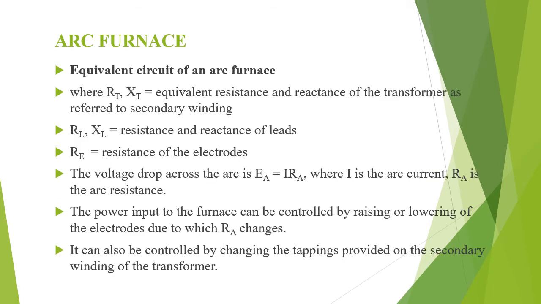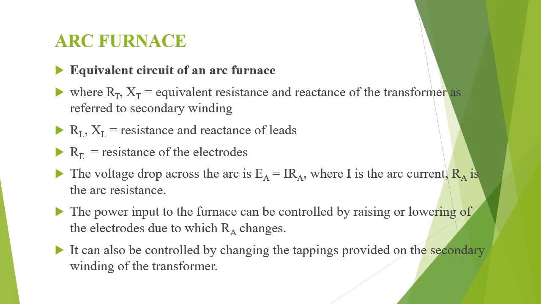In the equivalent circuit, RT and XT is the equivalent resistance and reactance of the transformer as referred to the secondary winding. RL and XL are the resistance and reactance of leads. Re is the resistance of the electrodes. Voltage drop across the arc EA is given by the equation I into Ra, where I is the arc current and Ra is the arc resistance.